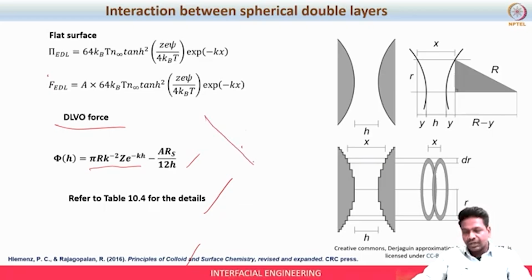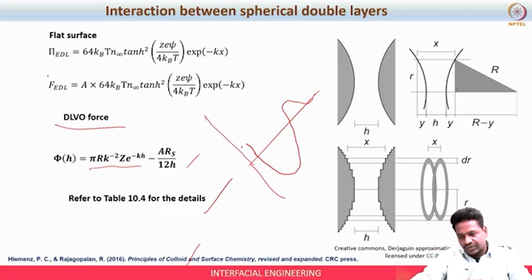If you plot this as a function of distance, you will get something like this. Maybe I have not drawn it well. You can also verify in the textbook. So this is a small fluctuation here.